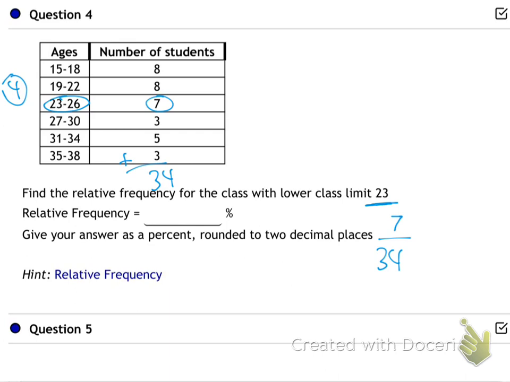They're saying find the relative frequency. For the class with lower limit 23, that's this category. These are the ages of students, right? We're in the range 23 to 26. 7 students out of 34 total students. I just added them up to find that out. And then hit the buttons on your calculator. I'm getting, how many places? Give your answer rounded to 2 decimals.